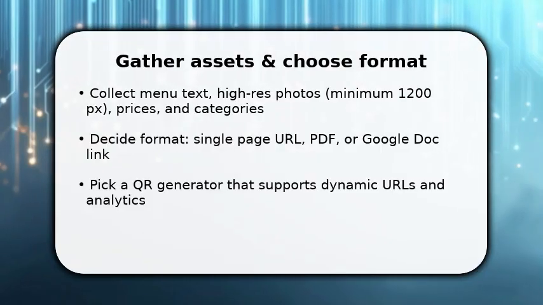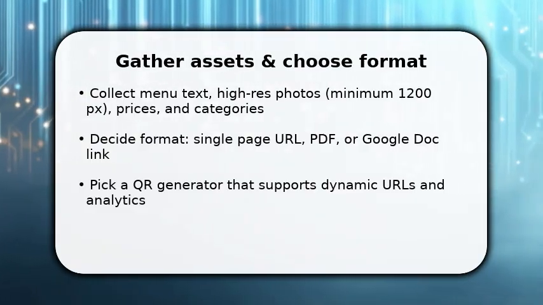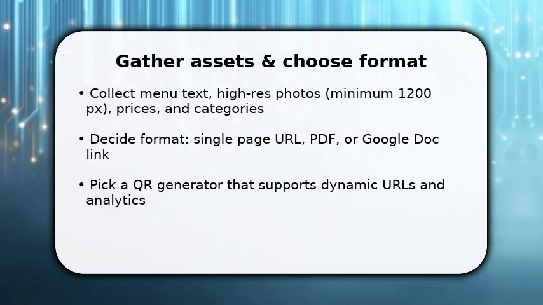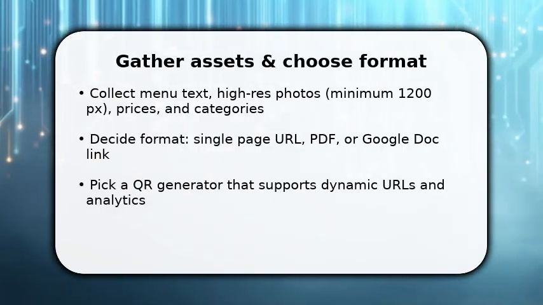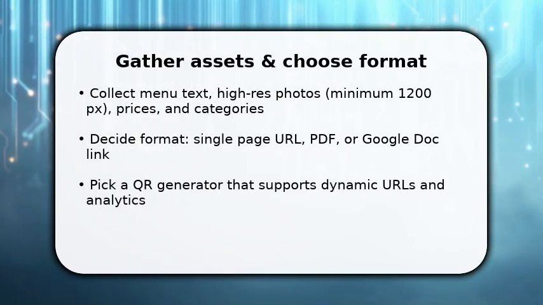You start by gathering the assets you need and picking a delivery format. You want menu text, allergen notes, and clear photos. Once done, convert items into categories and finalize prices. Next, choose whether to host a web page, PDF, or cloud document.